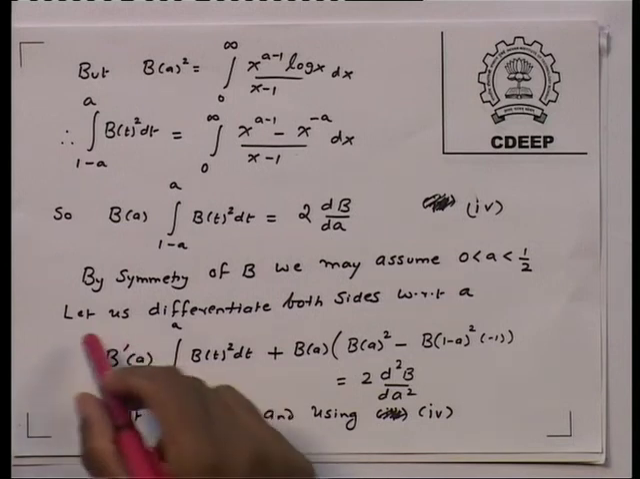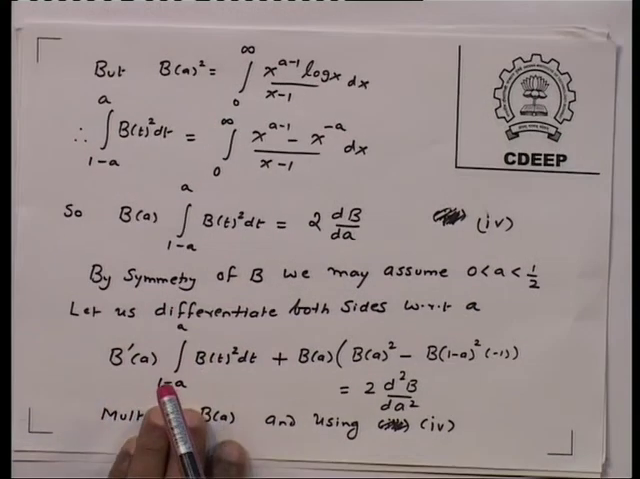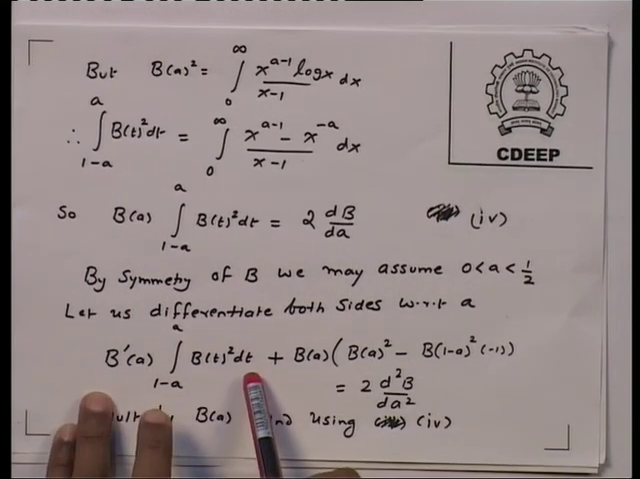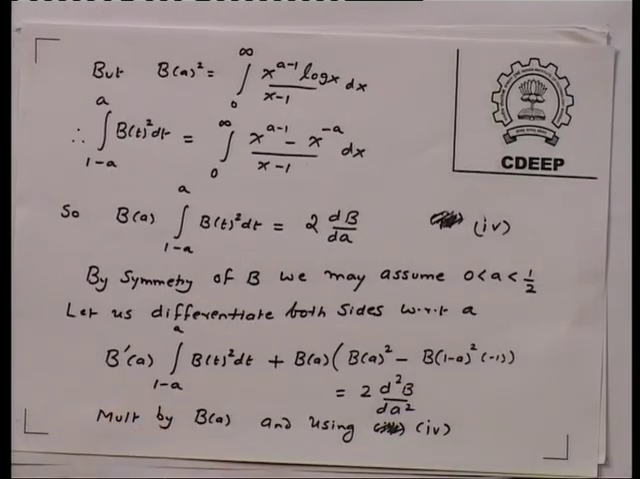After differentiating, the integral term persists, no? So, get rid of it, use equation 4 again, multiply by b of a. What will come? B of a into b of a into b prime of a into this. So, b prime will remain, b into this will be 2 db by da, correct. Alright, let us see what we get.